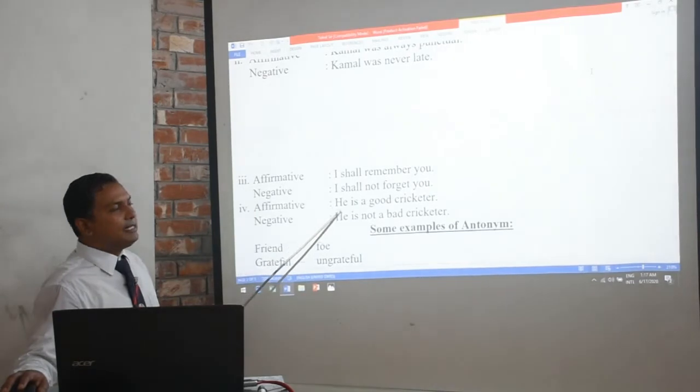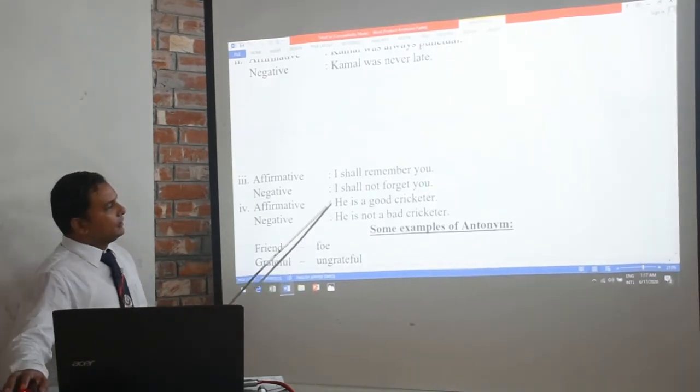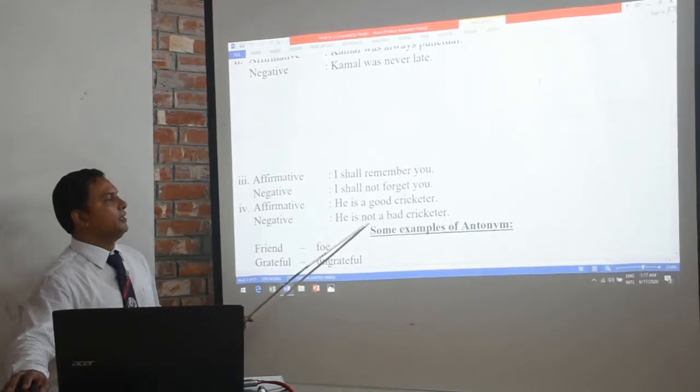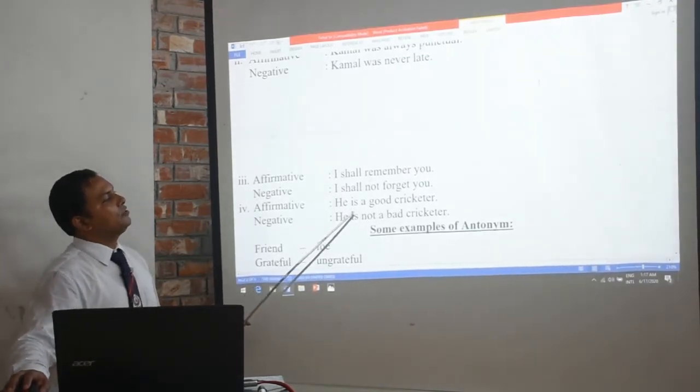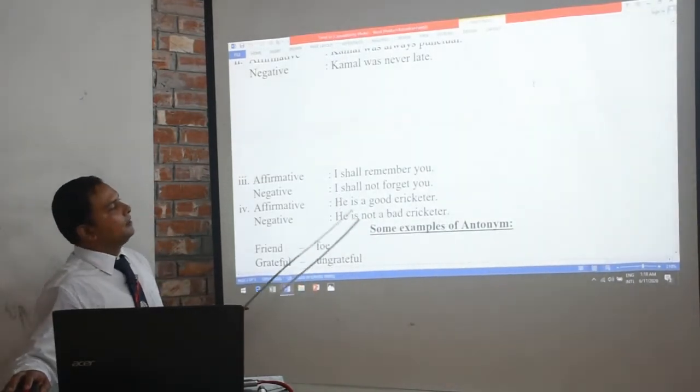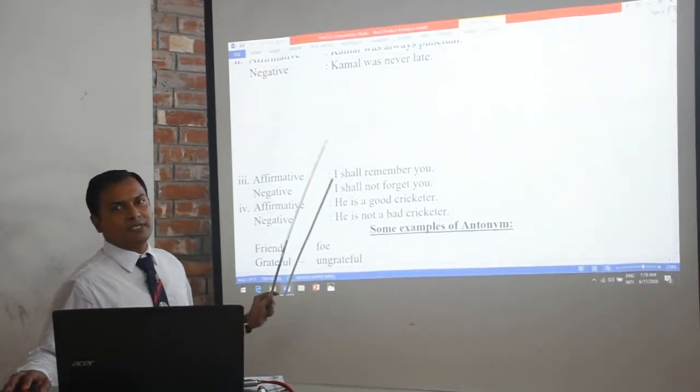Another sentence, he is a good cricketer. So you have to use not because there is no indication of any rule. So he is not a bad cricketer means he is a good cricketer. The meaning of the sentence will be the same.